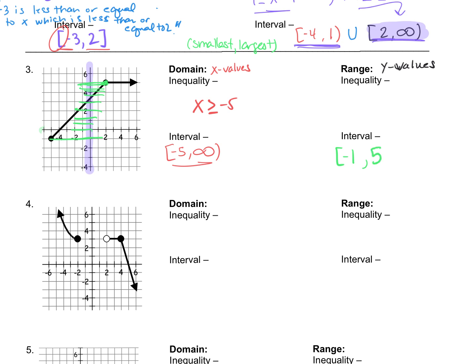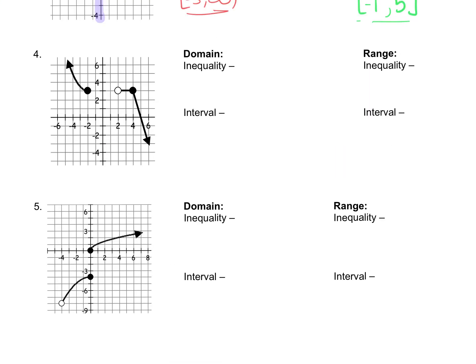Oops, it should be a bracket because it's closed. And then now we write the inequality. We have two numbers. So we're going to start with the smallest one: -1 is less than or equal to y. Don't forget, it is a y. If you put an x, then it's incorrect. I'm not talking about domain, we're talking about range. All right, so let's look at number 4.